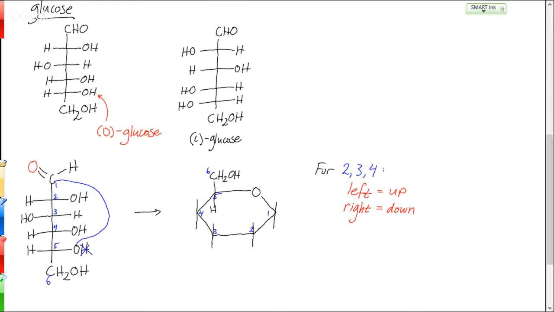So number 4 gets the OH which way, left or right, up or down? Down. Everybody see that? It's on the right on carbon number 4. So we're going to put it down over here, and that means the H goes on the top. Carbon number 3 is going to be up. Carbon number 2 is going to be down.